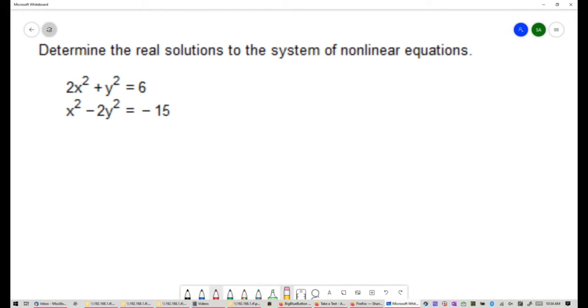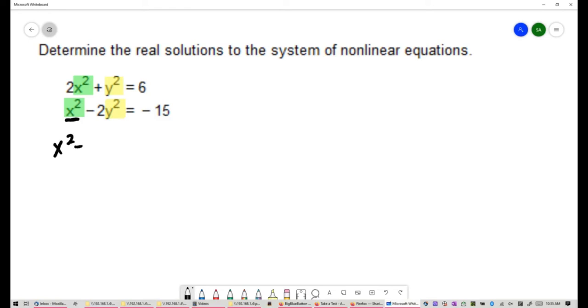For the substitution method, we need to have some like terms that match in either equation. I notice that I have a matching x squared in both equations, so I know I'm going to be able to solve for one and substitute into the other. And I also have a matching y squared in both equations, so I could also solve for y squared and substitute. To me, it looks like the easiest way to do this would be to solve for this x squared in the second equation. So let's start with that.